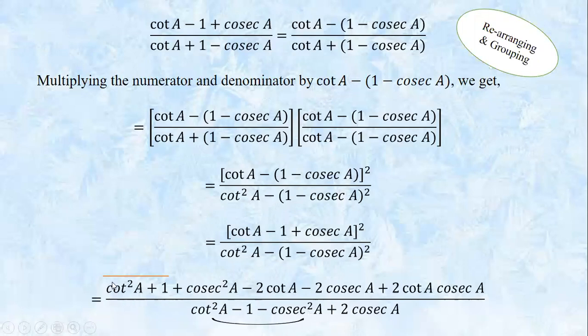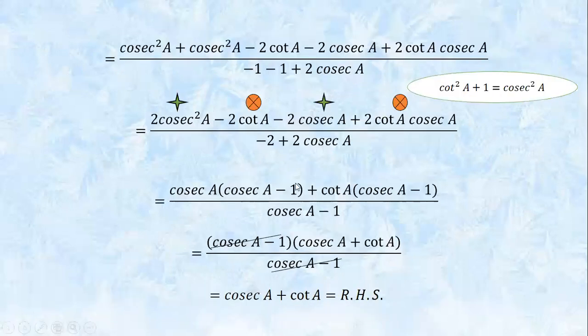Here, cot square A plus 1, we will get the answer as cosec square A from the identity. And cot square A minus cosec square A is minus 1. So we will substitute the values for these terms and we will get 2 cosec square A minus 2 cot A minus 2 cosec A plus 2 cot A cosec A divided by minus 2 plus 2 cosec A.